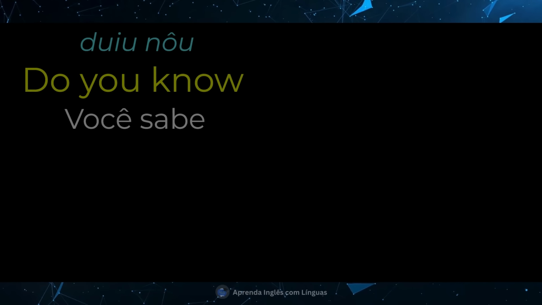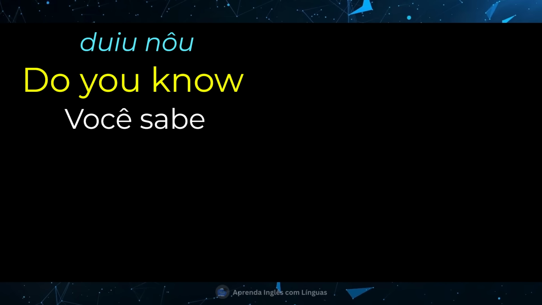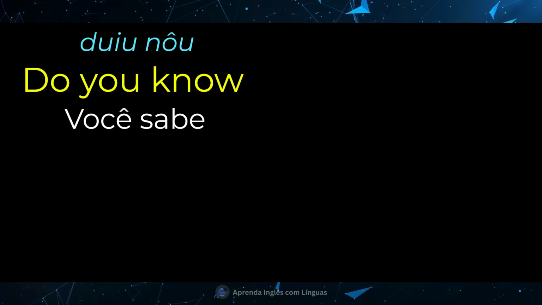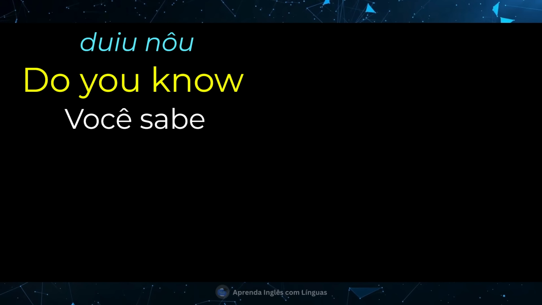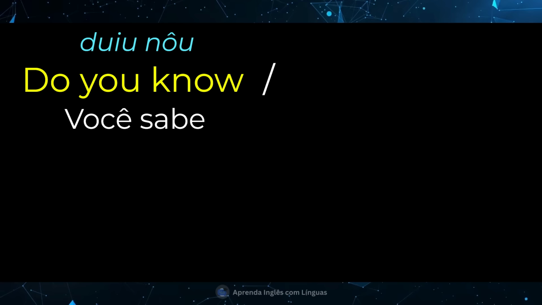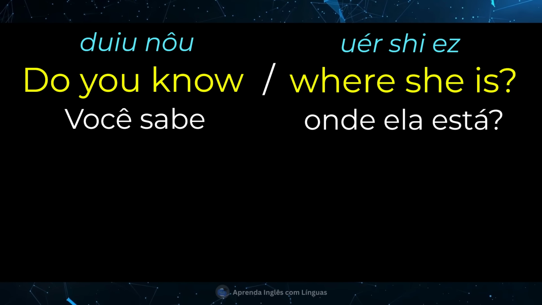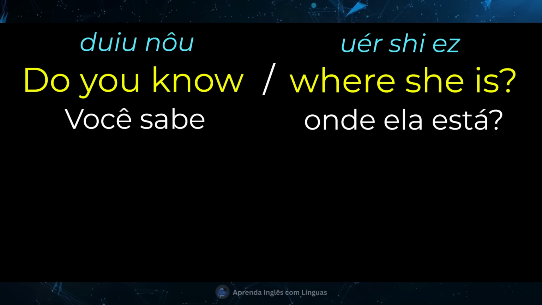E para a próxima estrutura temos: Do you know? Que significa, você sabe? Usamos essa estrutura para fazer perguntas, por exemplo. Where she is? Onde ela está? Você sabe onde ela está?